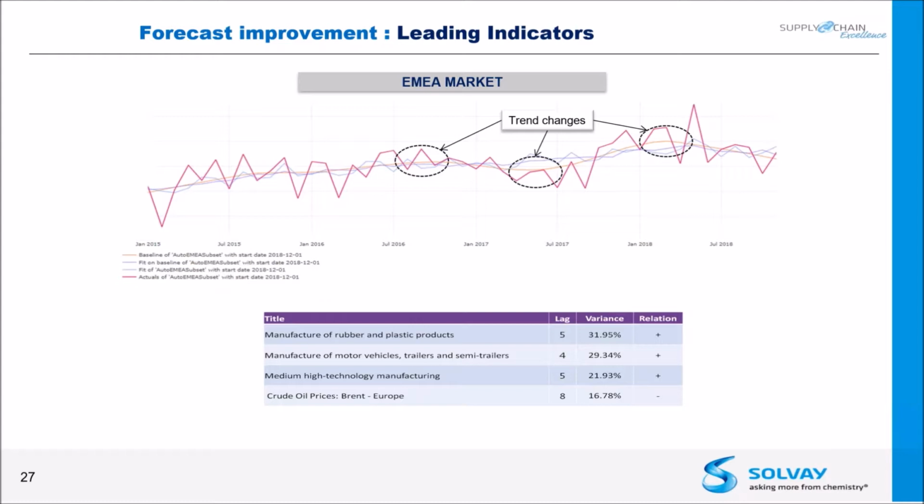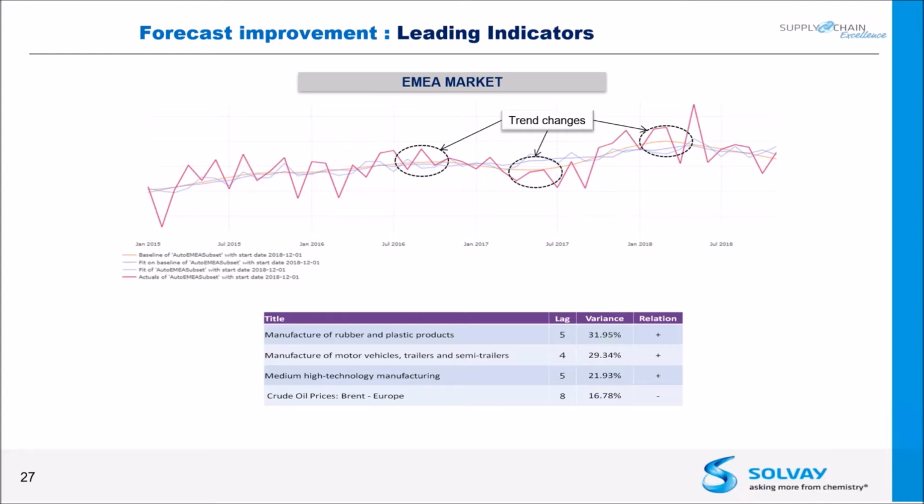you see three main changes in the trend, and it's very important to generate good results with leading indicators. You will see the results, but mainly when you have swings in the trends, that's where you get the best results with the leading indicators.